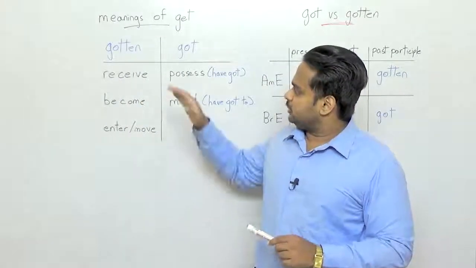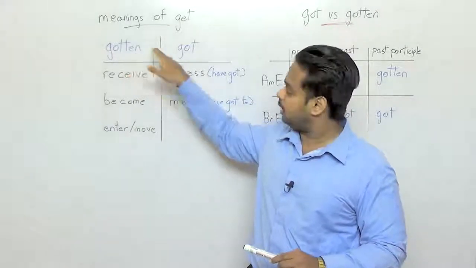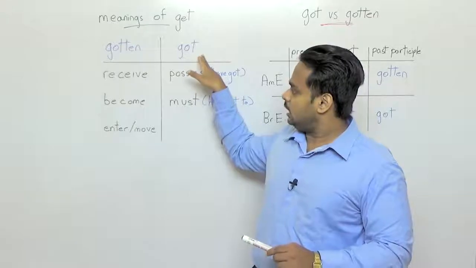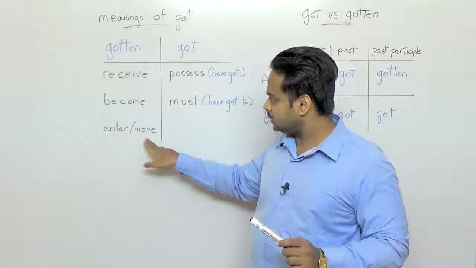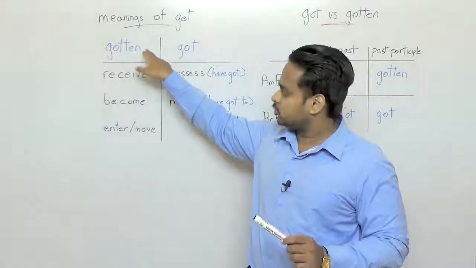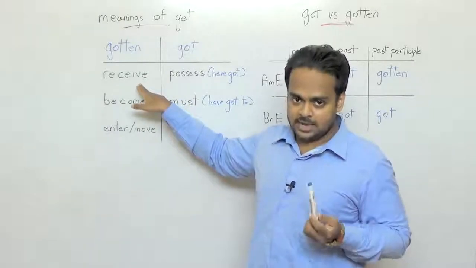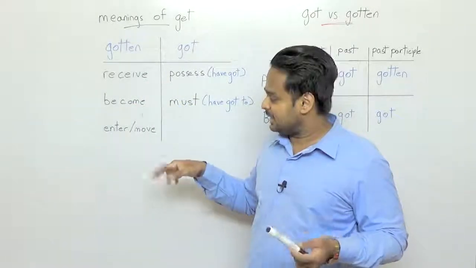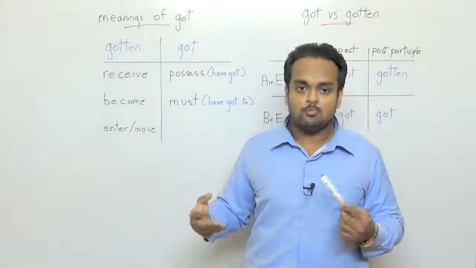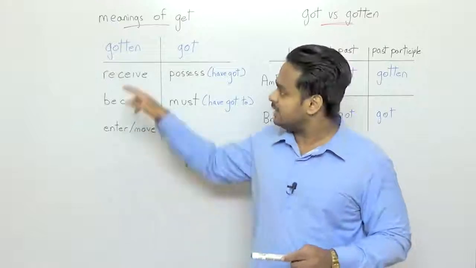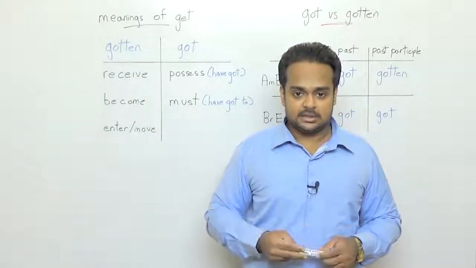All right, you'll see here that I have another chart and I have written gotten up here and got over here. That's because when we use the verb get, in any of these meanings, we use gotten. So when we say get to mean receive or obtain something, or we say get to mean become, or to enter a place or move, then we use gotten as the past participle form. Take a look at these examples.